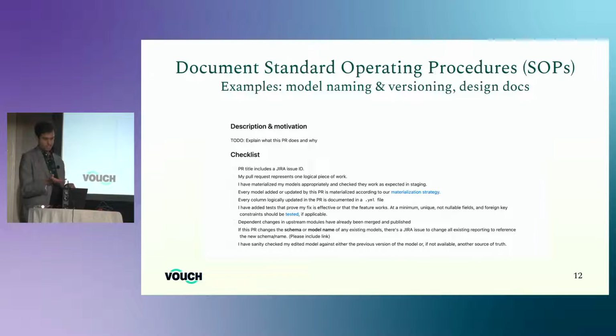So this is basically our PR checklist. Anytime you submit a PR, here's everything we expect to see. dbt Labs has a similar one, and I think ours is a hybrid of that and GitLab and a couple other things. So that's one example. There's also model naming and versioning and design docs as other standard operating procedures. A lot of times these might be handled by the engineering org in your company. So if you're not sure, ask them. And if it doesn't exist, you get to create it. That's the fun part.